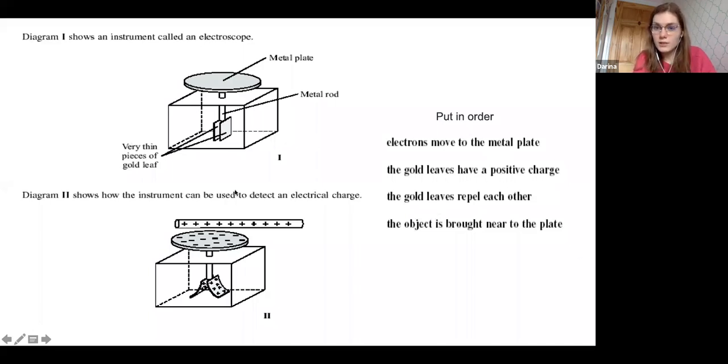So the object is brought near the plate, the electrons move to the metal plate, and therefore the gold leaves has a positive charge. The gold leaves repel each other. Well done. All right.